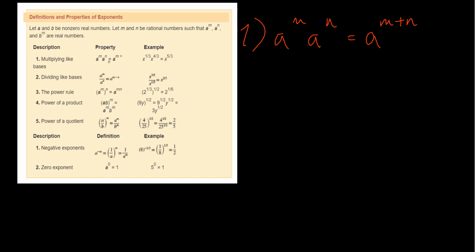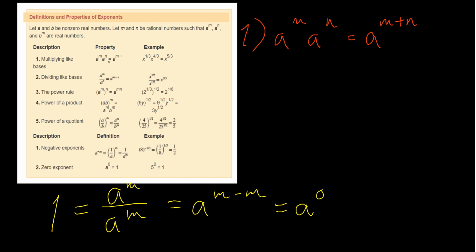And real quick, before we proceed, let's really show why that is the case. We know 1 is equal to anything over itself. So let's say a to the m over a to the m. Again, that is equal to 1. It's the same thing over itself. Well, from number 2 here, dividing like bases, we end up with a to the m minus m, which is a to the 0th power. And that's why anything raised to the 0th power is equal to 1.